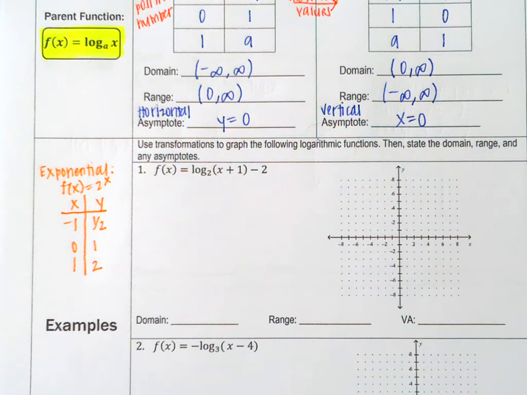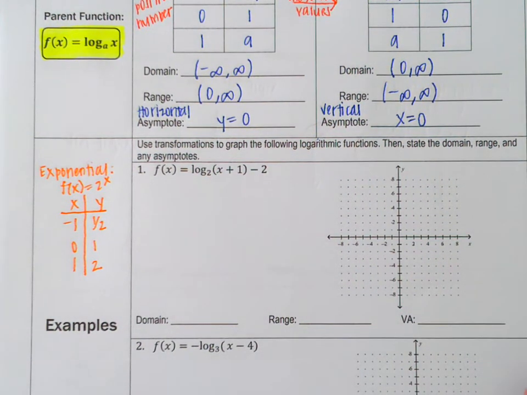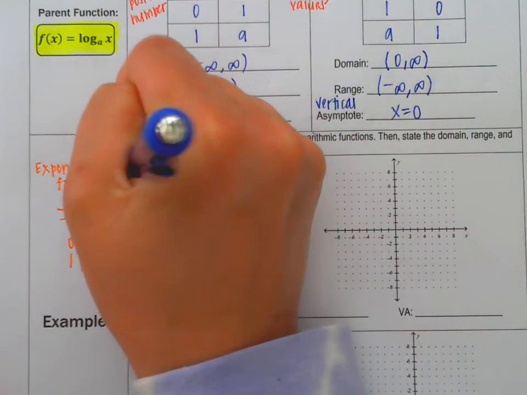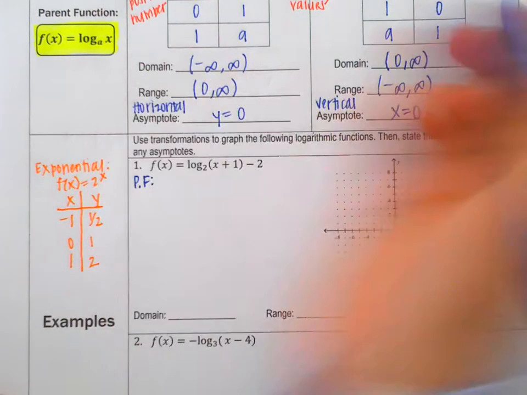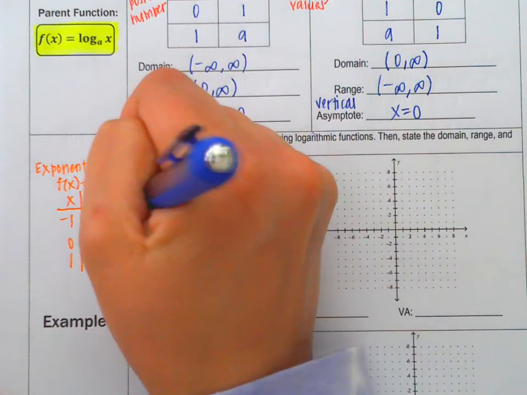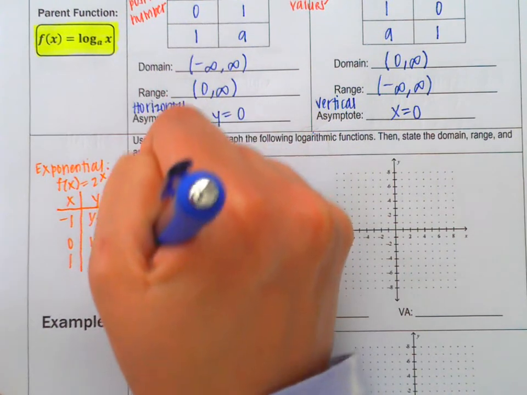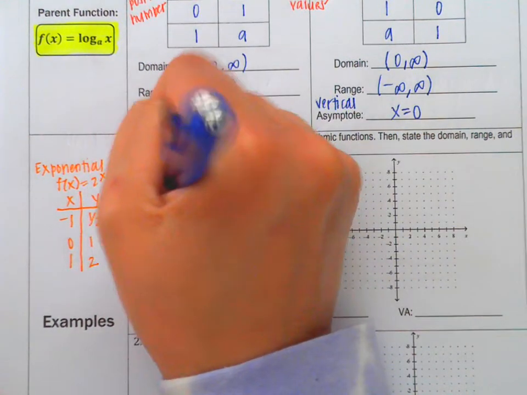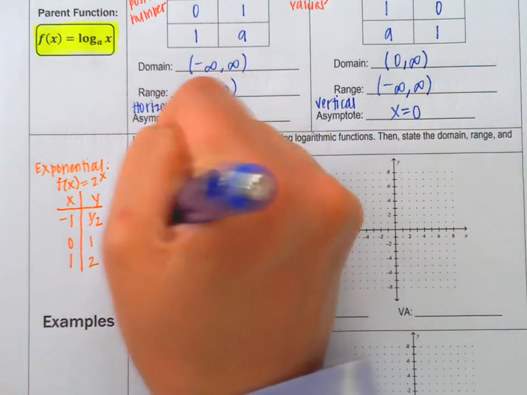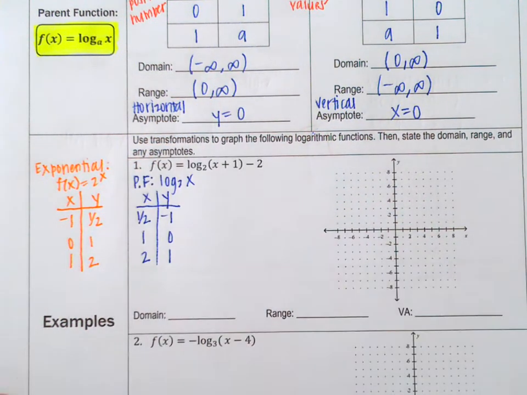And so then to get our parent function table of our logarithmic, we would just swap the x and y values. So the parent function of the logarithmic would be log base 2 of x. And so we would just swap the x and y values. So it would be 1/2, 1, and 2, and then -1, 0, 1.